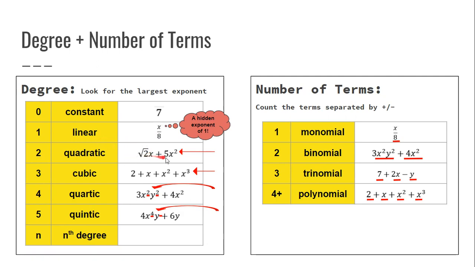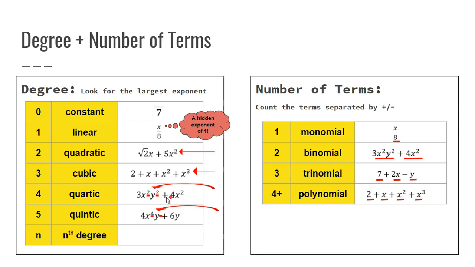The next category would be if our largest exponent is a 2. In this example, we see this x over here that is raised to the power of 2. So we're looking for our largest exponent. That would be considered a quadratic polynomial. So something with an exponent of 2 is quadratic. That I'm sure you've seen before. The next would be if our largest exponent is a 3. Notice this last term here has an exponent of a 3. It's the biggest exponent that I see, so that's what I will use. And that would be called a cubic polynomial.